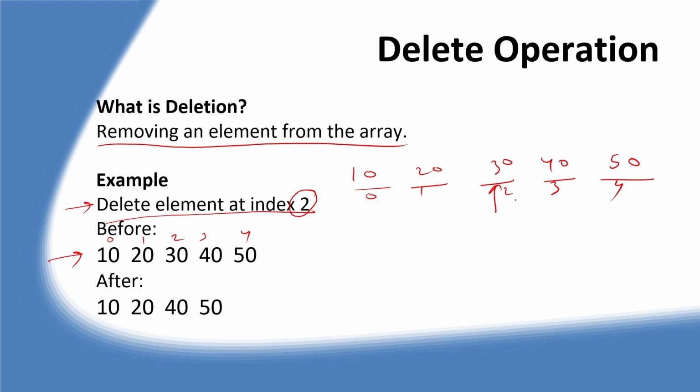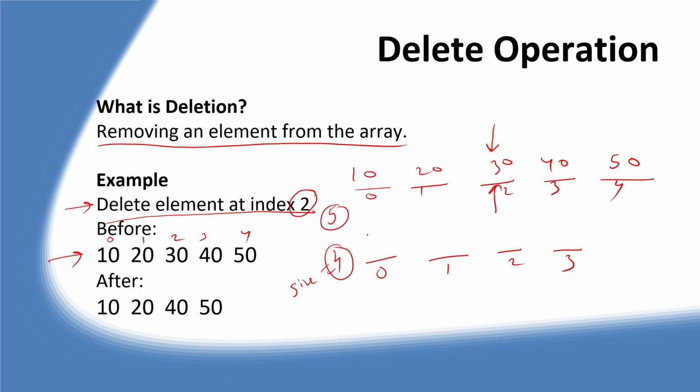So how will we achieve this? What is the current size of the array? We have 5 elements, so size is 5 now. After deletion, what will the size be? It will be 1 less, right? So size will become 4, with index 0, 1, 2, 3. So we want to do the delete operation for this index.